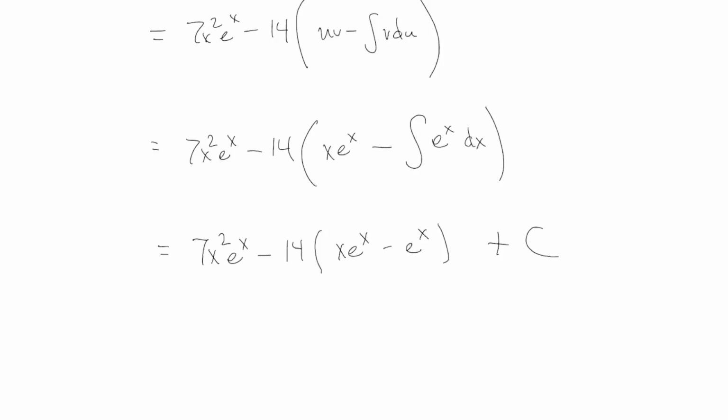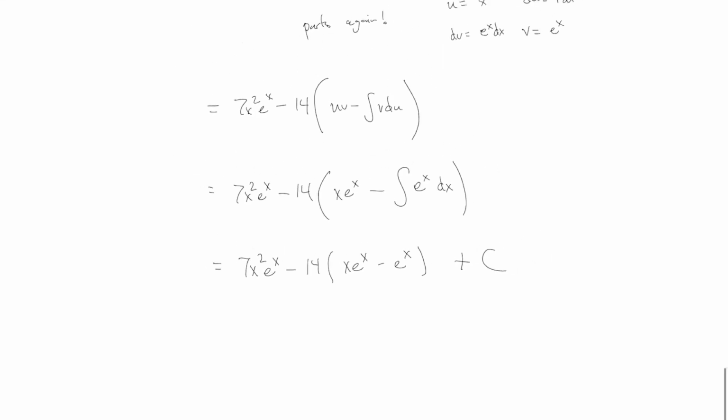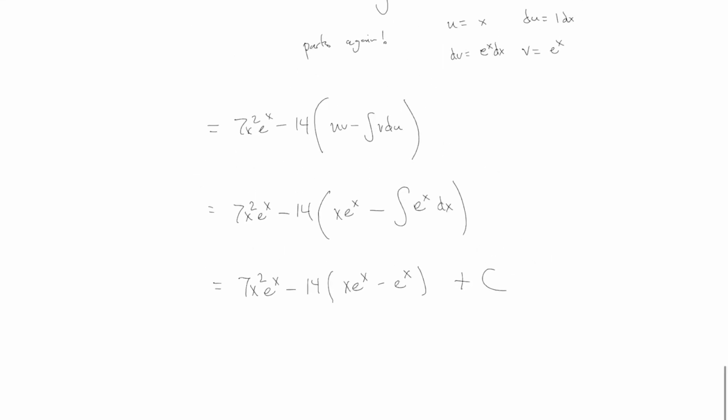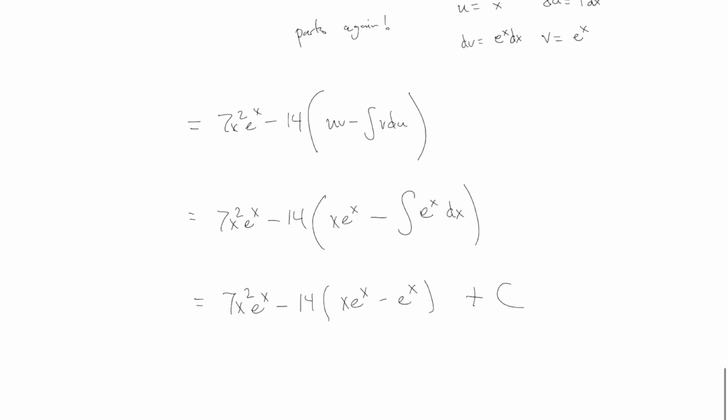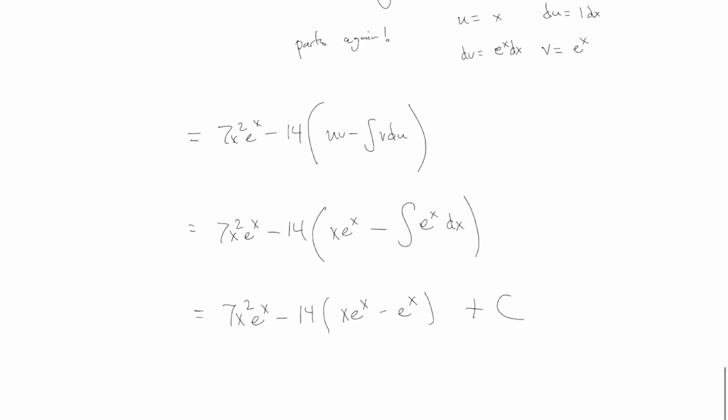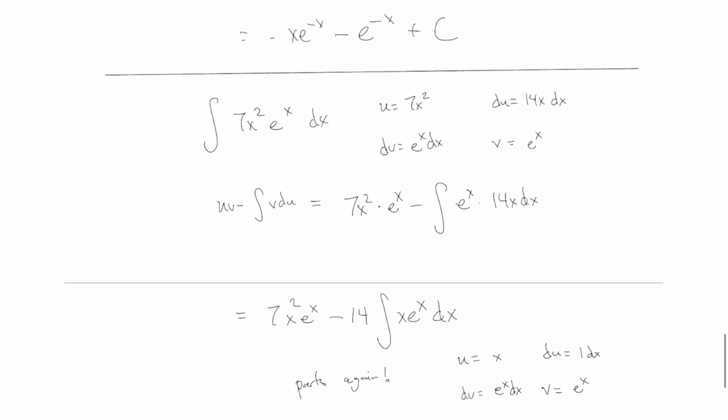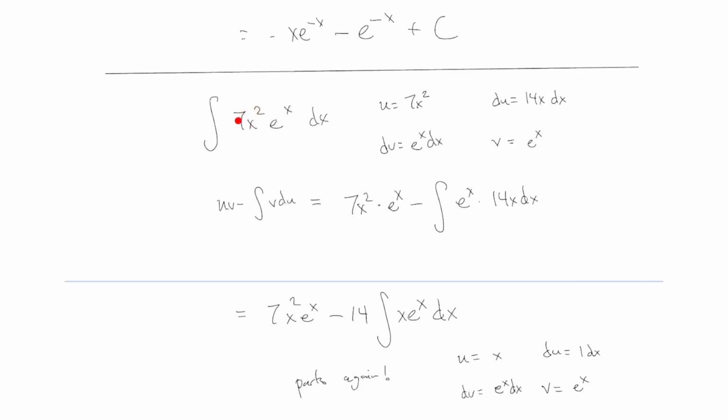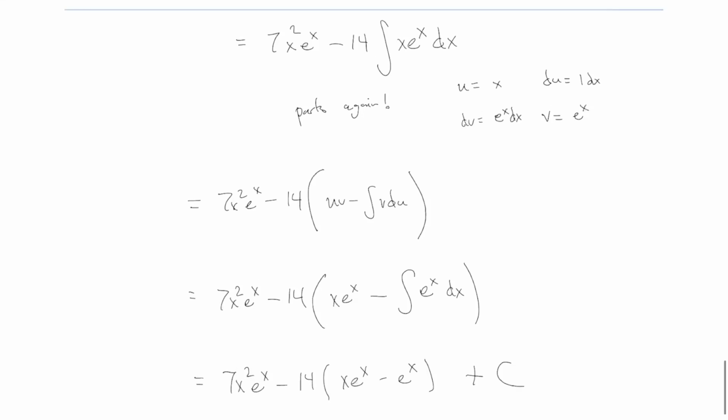Would you believe me if I told you sometimes you have to do parts more than twice? Actually, it's not so hard to predict here. If you know what to look for, I can tell just by looking that I'm going to have to do it twice because I use x squared as the u. That means in the first step, it will turn into just x to the 1 power. And then I'm going to have to do it again to make the x go away entirely. So if this was a higher power of x, you might have to do it more than 2 times.